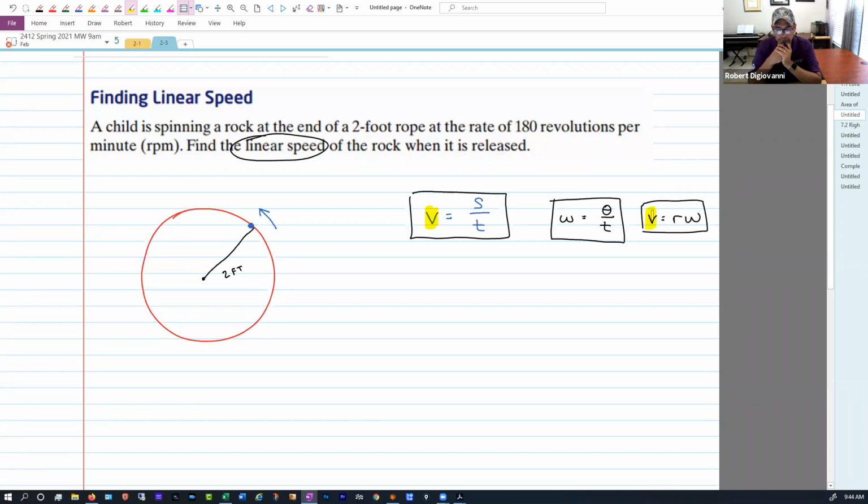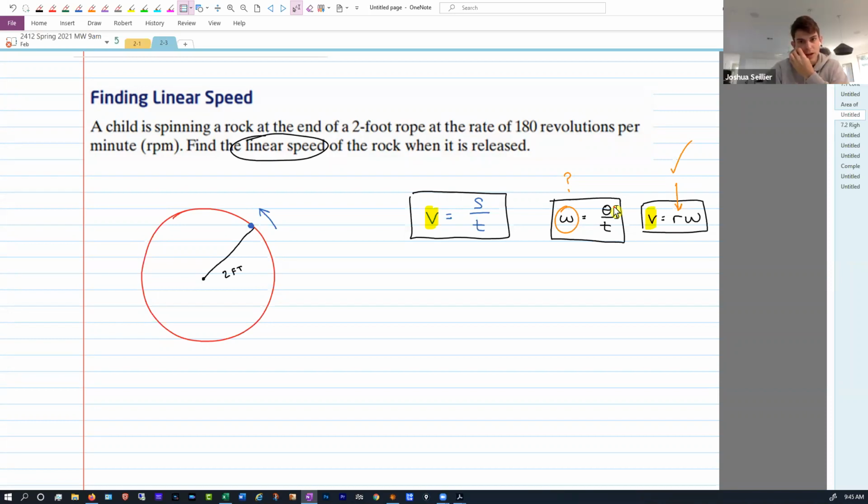So what do y'all think? Do we know the radius? Yes. Okay. So we would use V equals R omega. We do know this, right? We do know that, check. So do we know omega? Omega is theta over time. Theta is the angle we pass through in some given amount of time. Do we know that? Yeah.